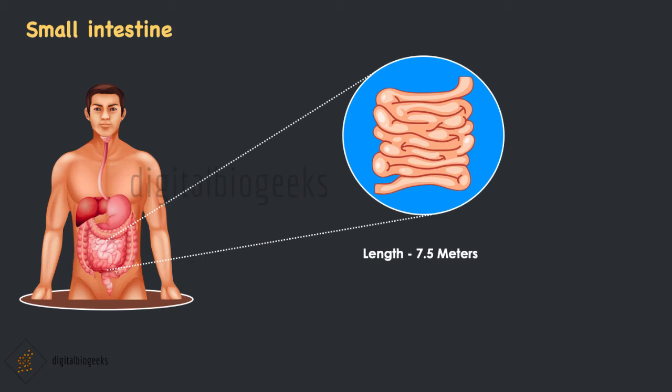Small intestine is highly coiled and about 7.5 meters long. The walls of the small intestine produce juices similar to those of stomach. In addition to this, bile from the liver and the juices from pancreas make their way to the small intestine to aid in the digestion of food. Let's learn more about liver and pancreas.